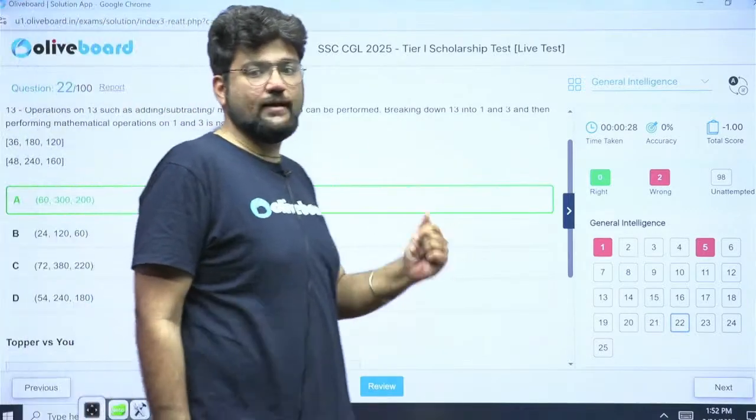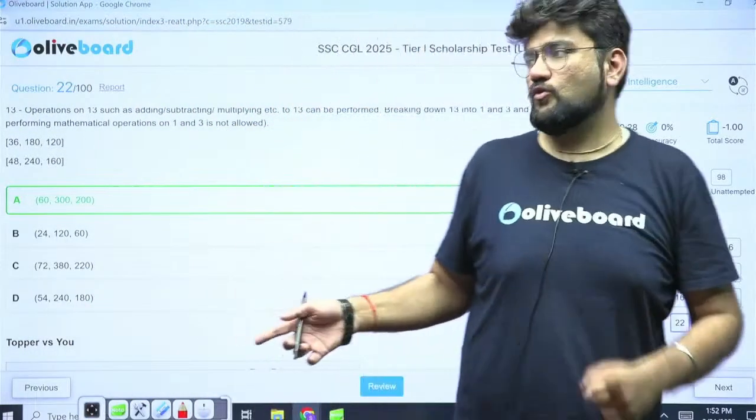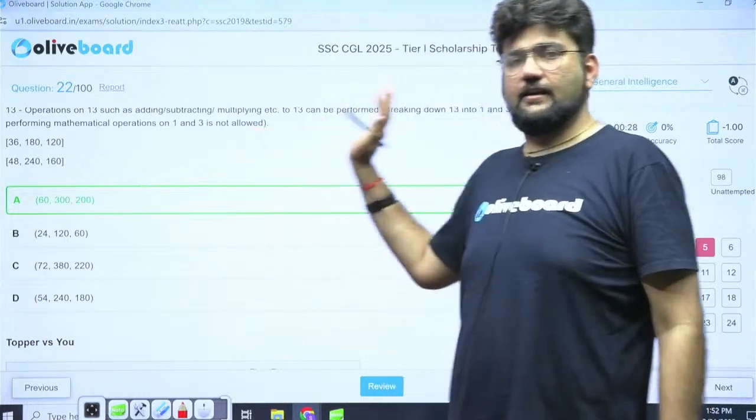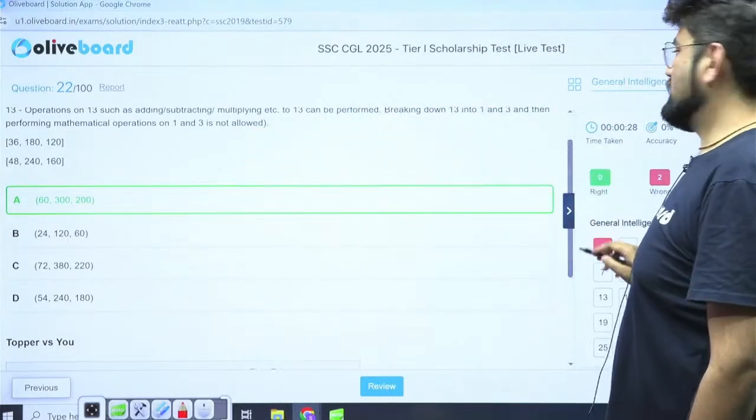So that's how quickly you can identify. Immediate multiplication, you would have seen that 2 options are eliminated right away. So you only have to think about one logic.